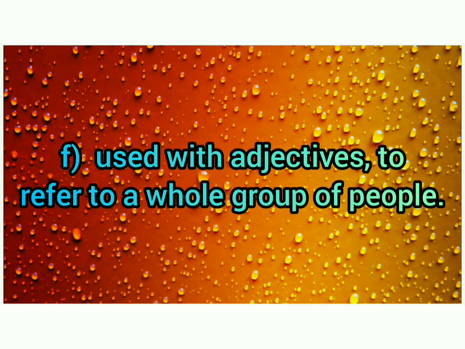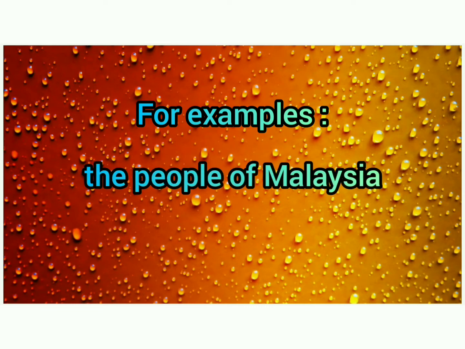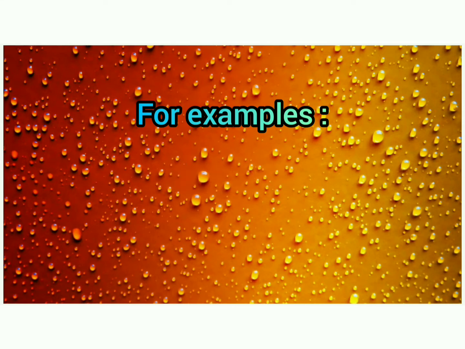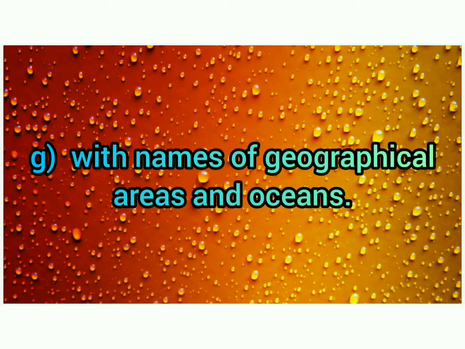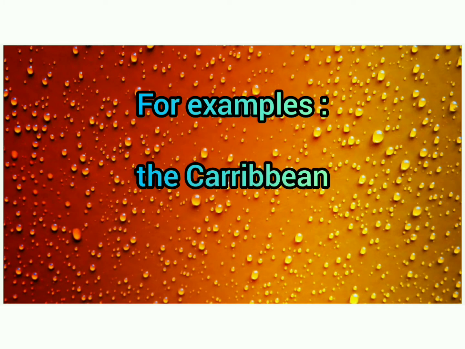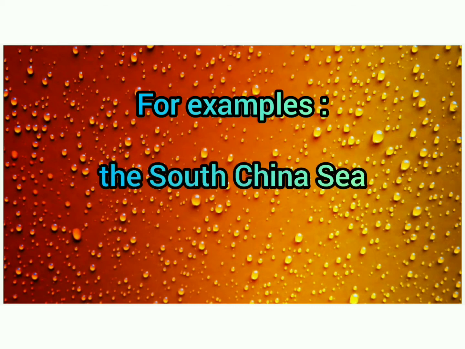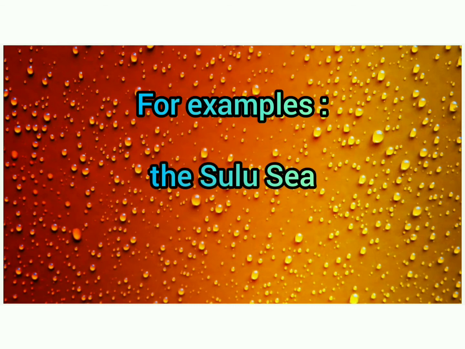F, used with adjectives to refer to a whole group of people. For examples, the English, the people of Malaysia, the young, the old. G, with names of geographical areas and oceans. For examples, the Caribbean, the Sahara, the South China Sea, the Sulu Sea.